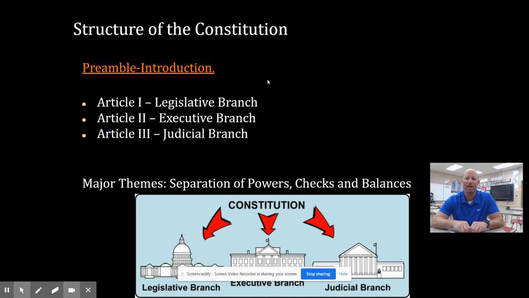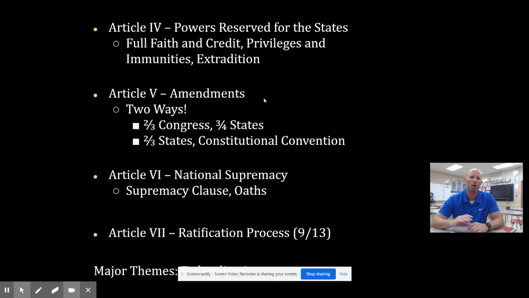There's got to be a way that they can check each other's power to make sure that, again, one doesn't get more power than the other. So they set up that system. Moving along, Article 4, powers reserved for the states.